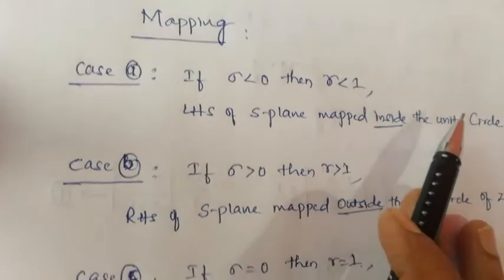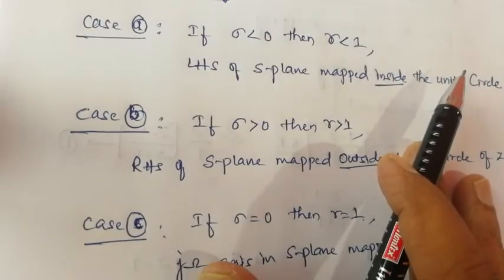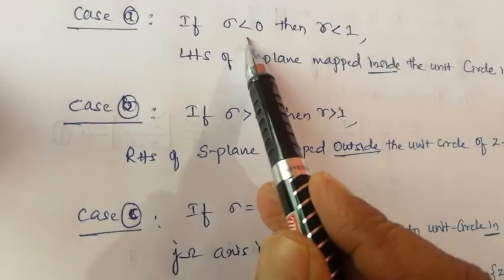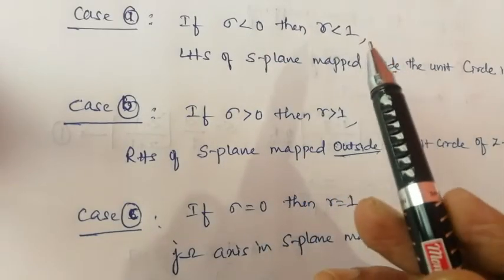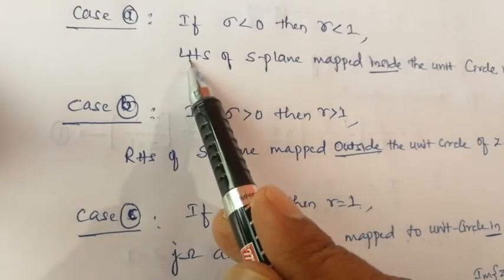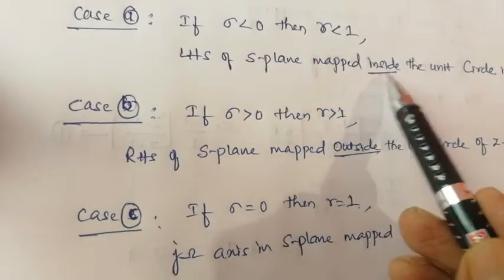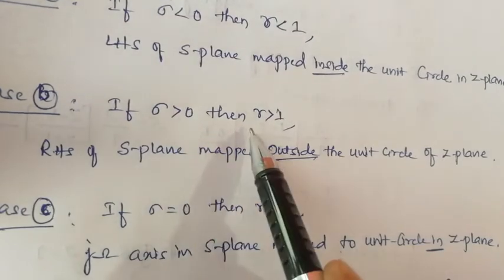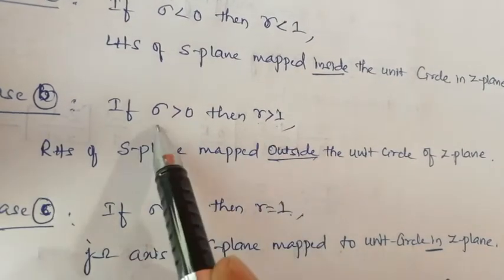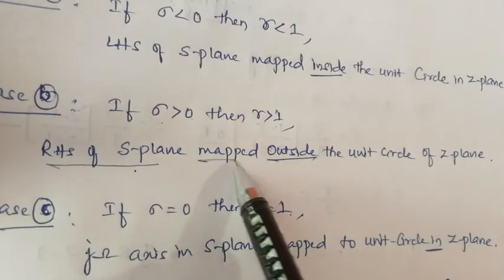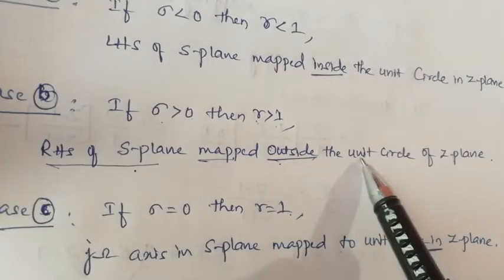Let us discuss the mapping. Once again we get three cases here, similar to how we discussed for the impulse invariant transformation method. First case: if sigma is less than 0, then r is less than 1. Sigma less than 0 means the left hand side of S plane, and the LHS of S plane is mapped inside the unit circle in Z plane. Similarly, second case: if sigma is greater than 0, then r is greater than 1. Sigma greater than 0 means the RHS of S plane, which is mapped outside the unit circle of Z plane.